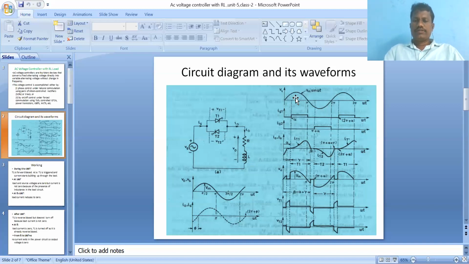Like that, it is positive half cycle, negative half cycle, again positive half cycle, negative half cycle. In every positive half cycle, the gate current, that is the firing pulse, is given to thyristor T1. In every negative half cycle, the firing pulse is given to the second thyristor. Due to these conditions, we get a waveform like this.